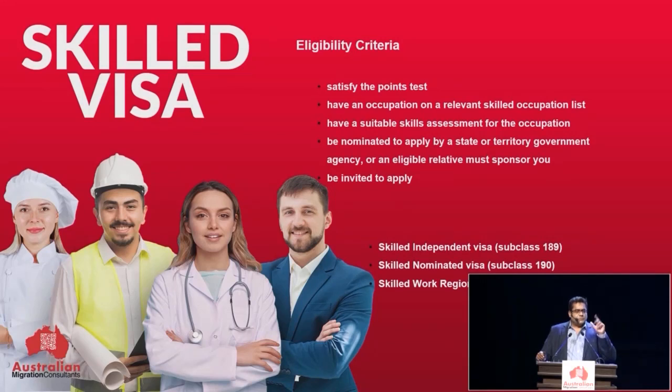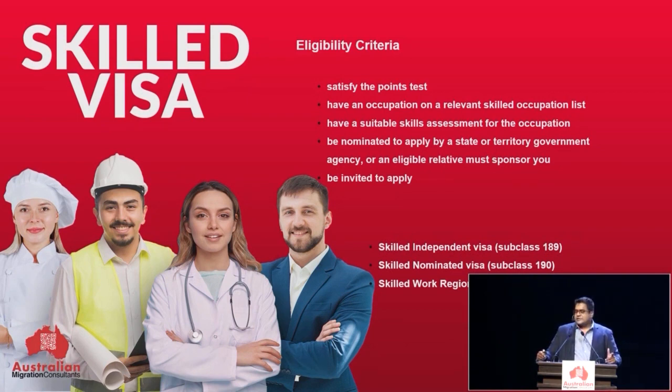Subclass 189 and 190 are permanent residency visas. So before you leave your native country, you and your family members will be given a 5-year visa for you to go and reside yourself in Australia. If you apply through subclass 189, you can go and live anywhere in Australia. There are no restrictions. What is the difference between 189 and 190?